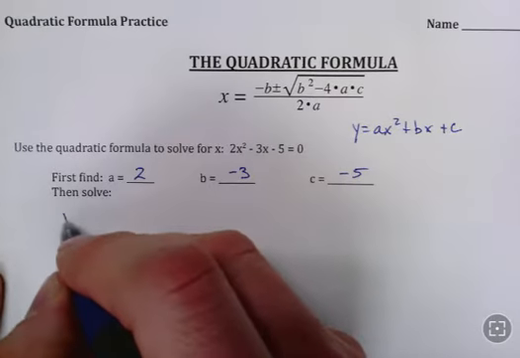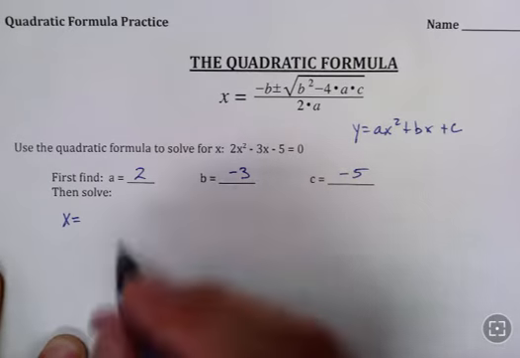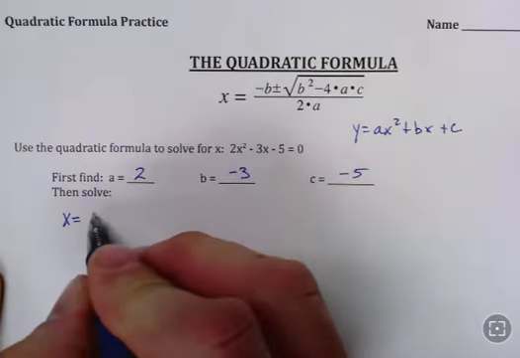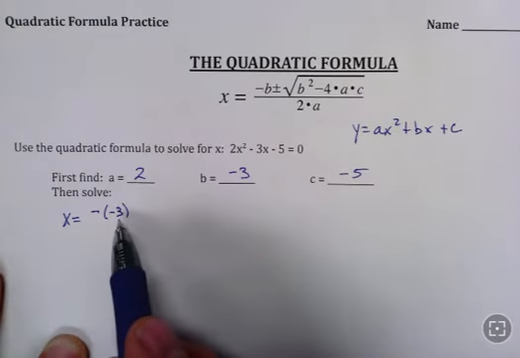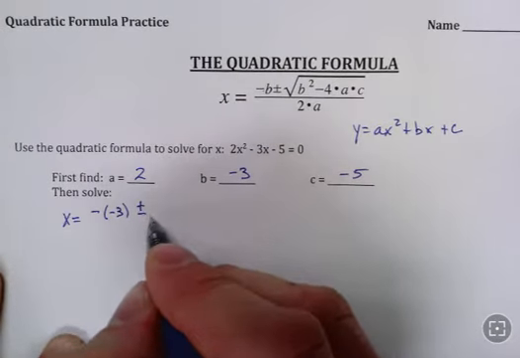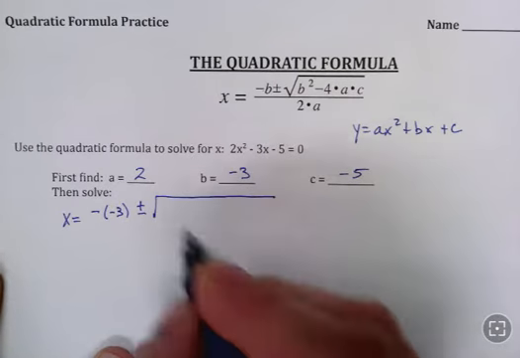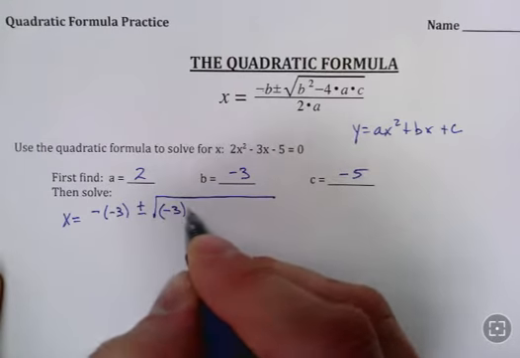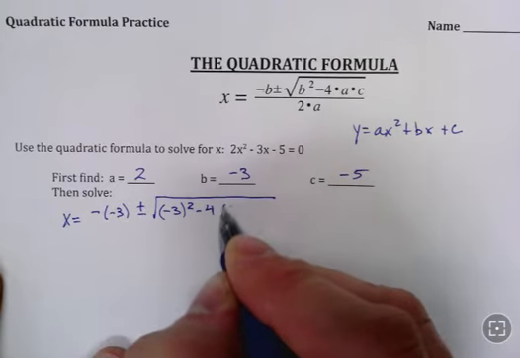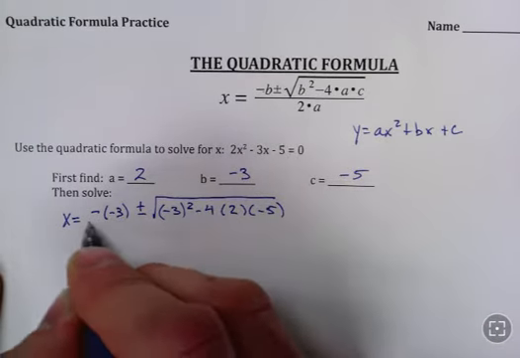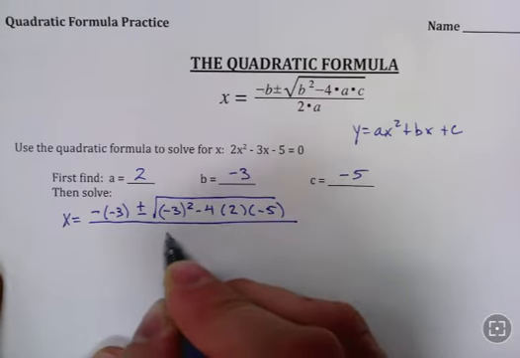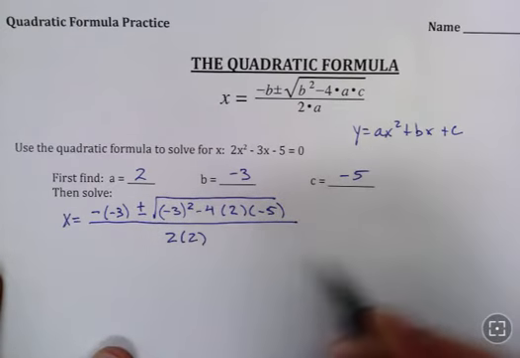So to solve for x, we write it out. Here we have the opposite of b. So I'm going to do the opposite of b, which is -3. So notice I put a negative with the negative, and then plus or minus the square root of b squared, so use those parentheses, minus 4 times 2 times a -5. And that's all over, so make sure you put a big long line there, 2 times 2.